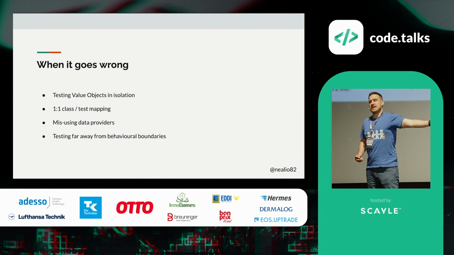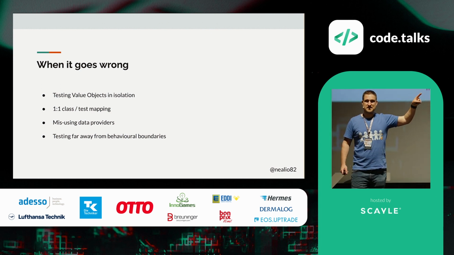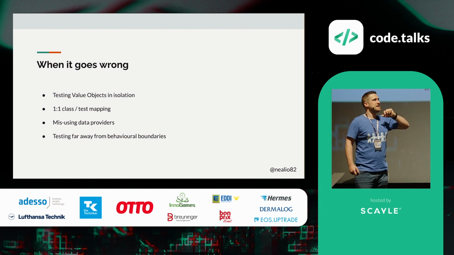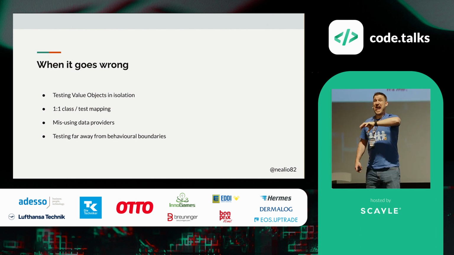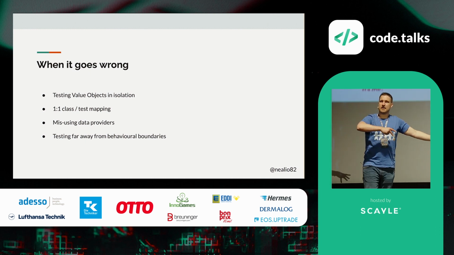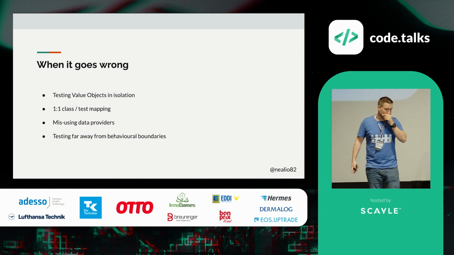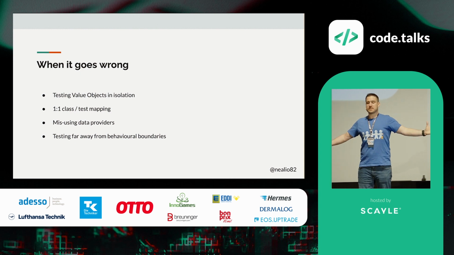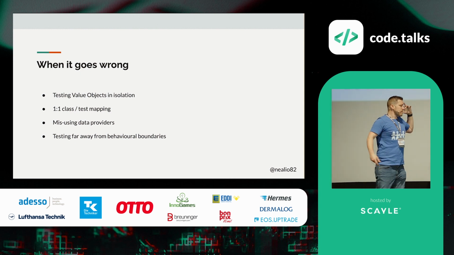And the other thing that I've seen is people using data providers to switch dependencies that are being used. So trying to be too clever and running the same test logic using mocked dependencies and also stuff it gets from the container. When I first came across that, I was kind of shocked that somebody would think that was a good idea. And testing far away from behavioral boundaries.